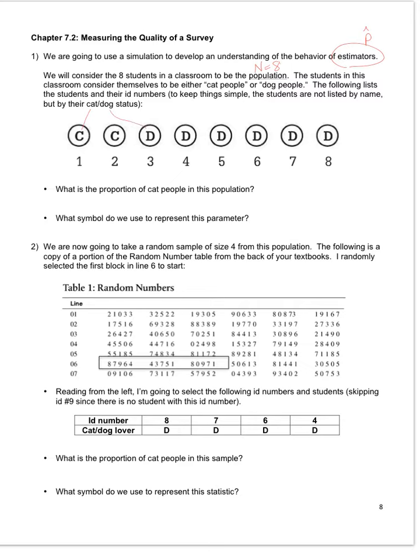All right, so what is the proportion of cat people in this population? So we've got a parameter, and if we look, 2 out of the 8 are cat people, which is 25% of the population. And what symbol do we use to represent this parameter? Our symbol is P. So we're going to be using P to represent a population proportion.